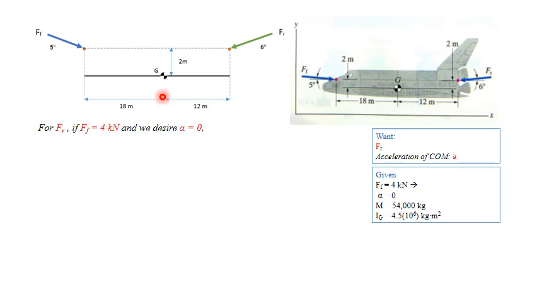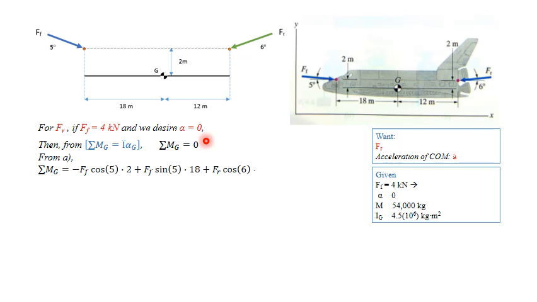So, for Fr, if Ff is equal to 4 kilonewtons and we desire the angular acceleration to be equal to 0, that means from our rotational motion equation, which is the sum of moments is equal to the mass moment of inertia times angular acceleration, that's actually all going to be equal to 0 because the angular acceleration is 0. So therefore, the sum of moments about the center of mass is equal to 0. And we know from our previous analysis in part A, we already have an equation for the sum of moments. So the entire sum of moments here is going to be equal to 0.